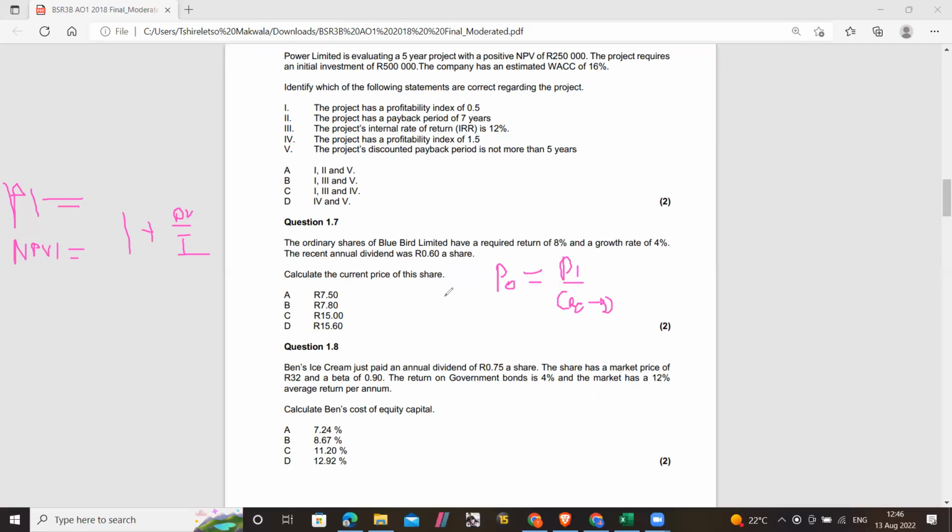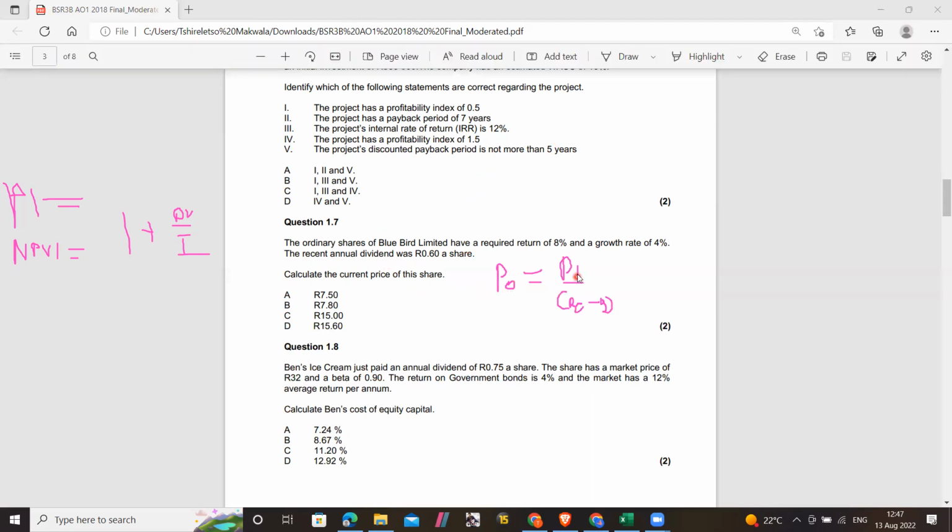And what is D1? D1, we said, is next year's dividend. So they told us the recent annual dividend, so this year's dividend was 0.6. So what must you do? We must say 0.6 multiplied by 104%, and then you get 0.624. That's the dividend for next year, 0.624. And then divided by what?